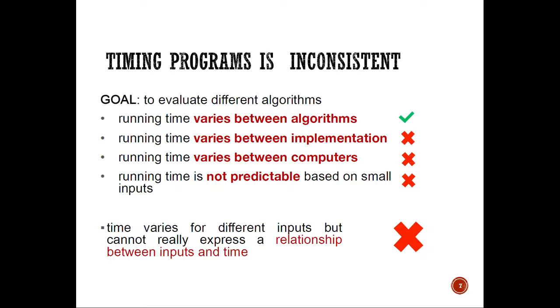although this would give us the time for the function to run, timing would be inconsistent because it can vary based on the implementation, and it can also vary depending on the computer being used. Furthermore, it is not a predictable measure, especially if the input is small. So time varies for different inputs, but it cannot really express a relationship between the input and time.